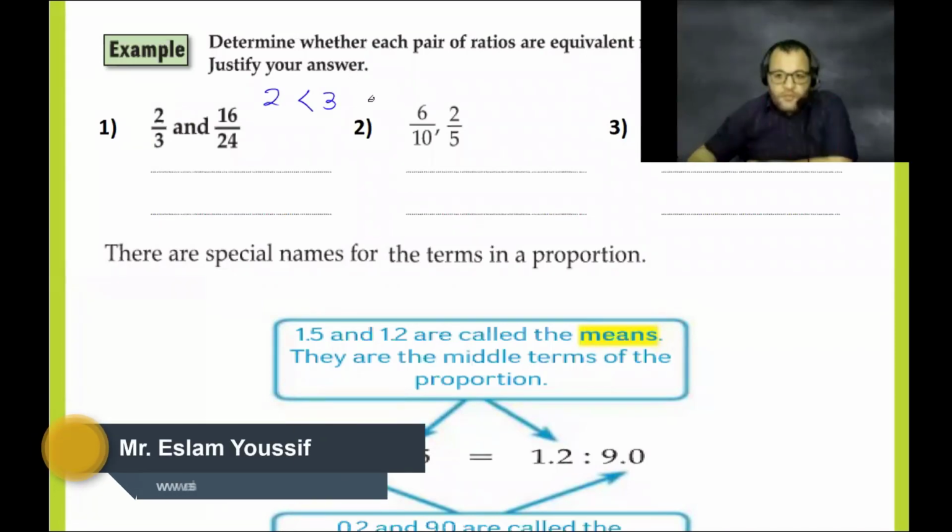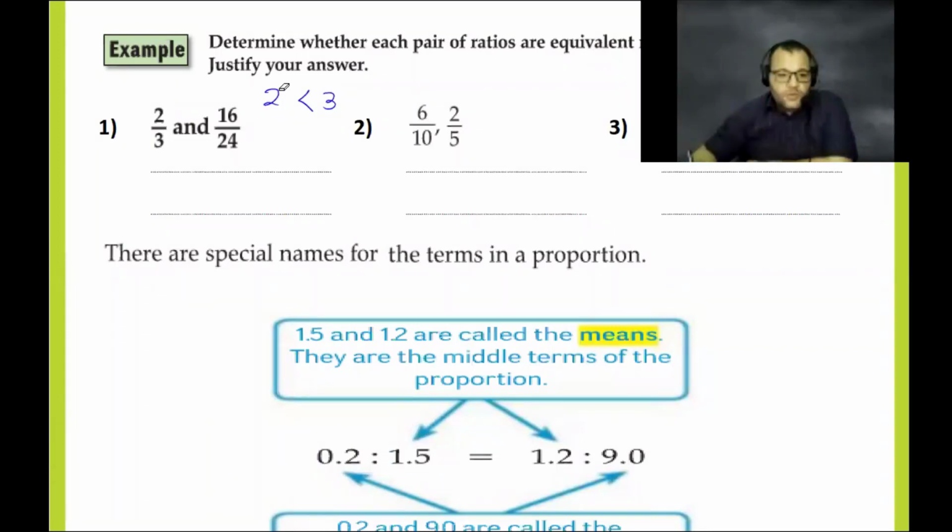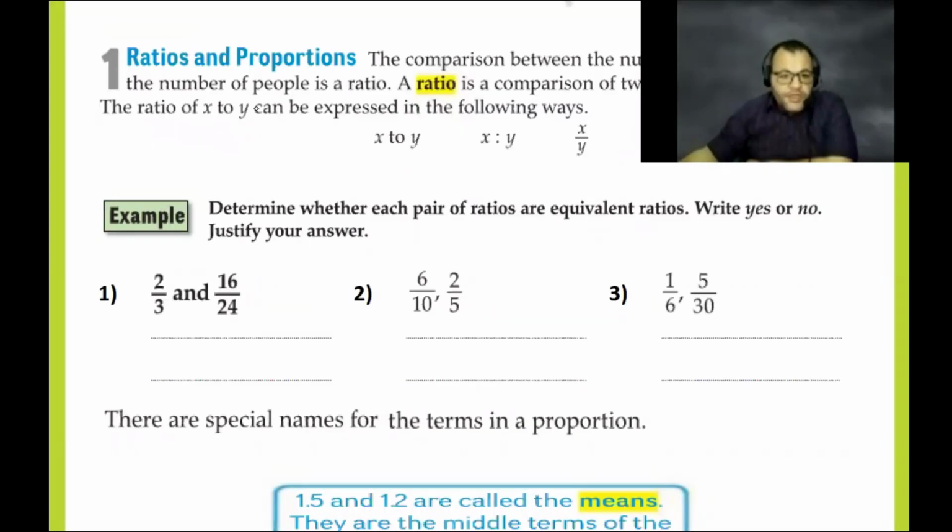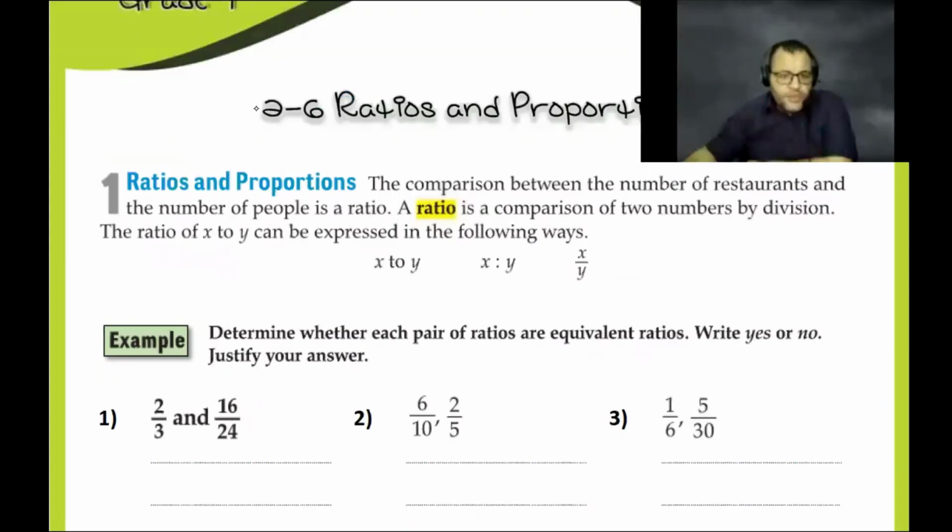Is that the type of comparison that you need? No. It's by division. Yes, that's the point, by division. Comparing between two numbers by division. So the ratio is comparing between two numbers by division, to identify whether the two numbers are relevant or not.